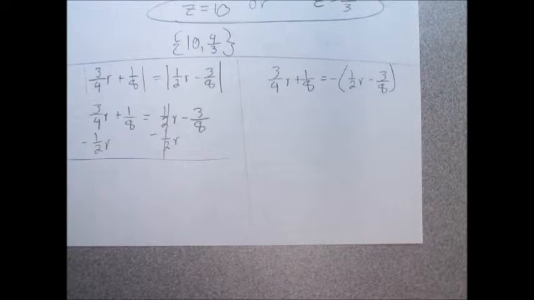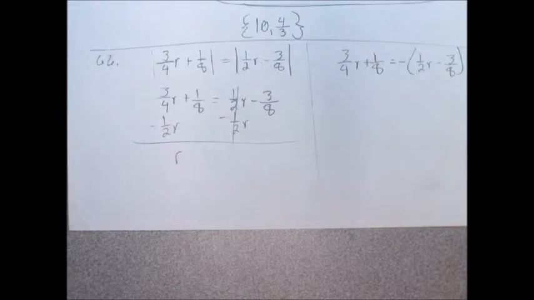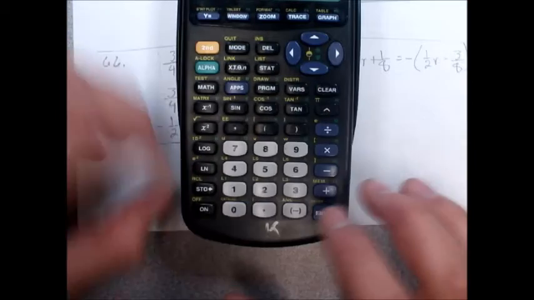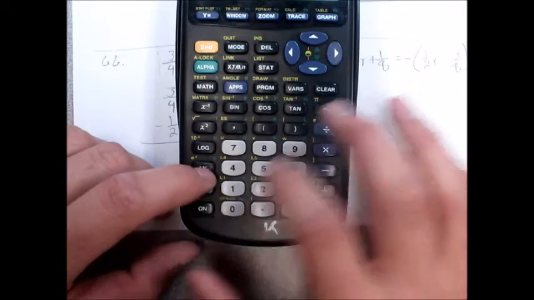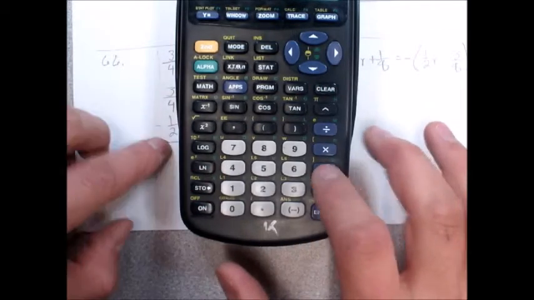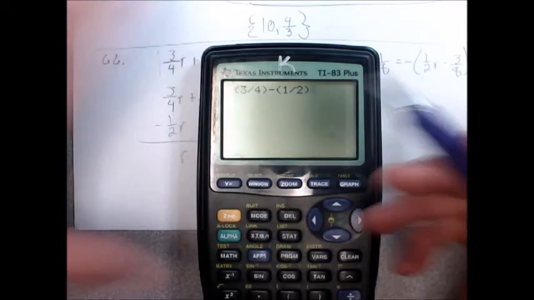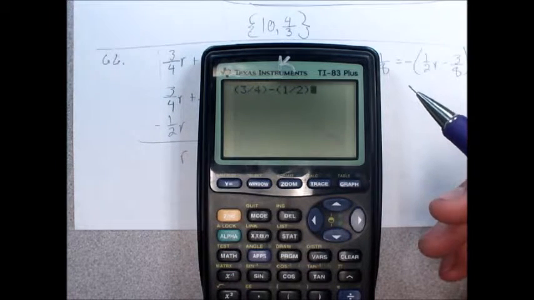Remember that the variable is going to stay the same, so I'm just going to drag down my r. I'm not going to try to put that in the calculator. That would be ridiculous, okay? I just look at the coefficient for it. So I have 3/4, and I'm going to put it in parentheses. So 3/4 in parentheses minus 1/2. I'm going to put that in parentheses as well. So it just looks like that when I'm all said and done. Parentheses inside of each one of those.